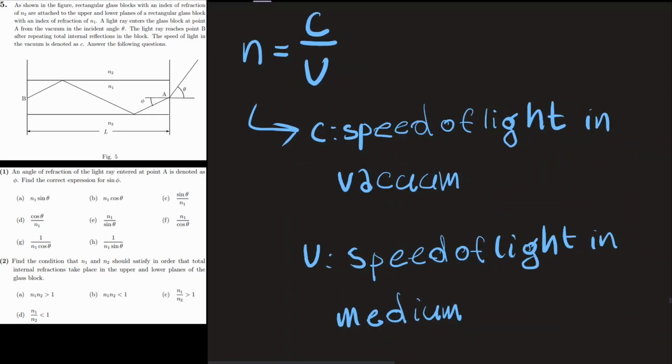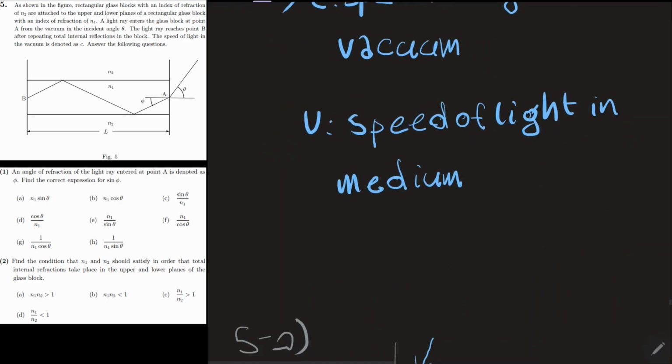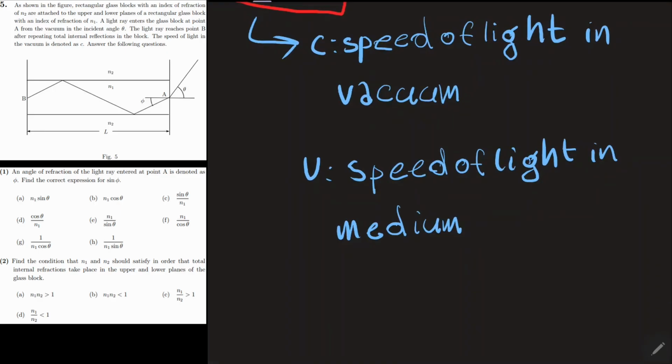So then you need to know that, so this equation gives us the speed of light in a medium. So basically, n is the index of refraction of a certain medium, c is the speed of light in the vacuum, and v is speed of light in that medium. And so with all that, we're able to start answering the question.